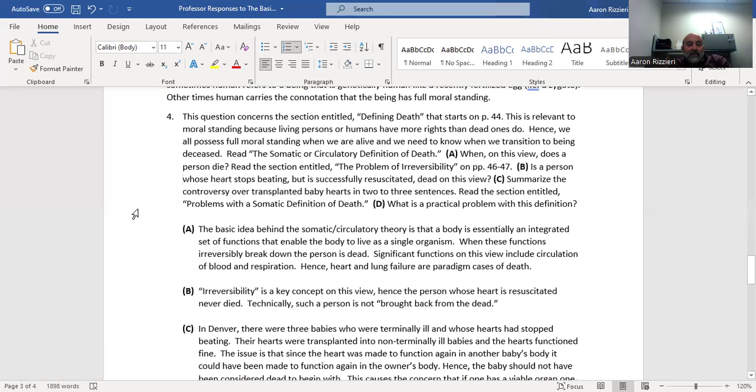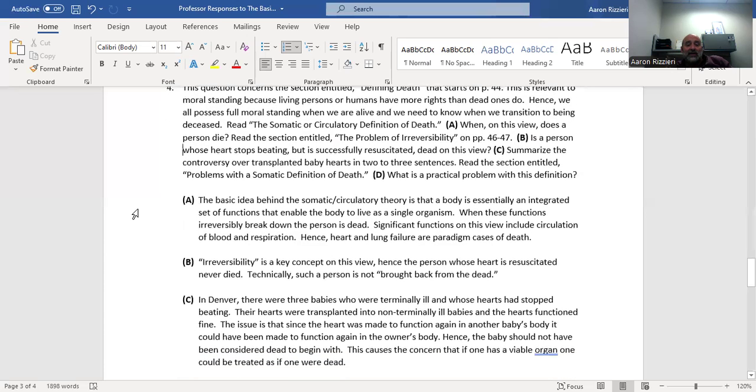Okay. Now we're going to switch to a somewhat more tangible topic, and that's the issue of simply defining when a person dies. So questions 4, 5, and 6 concern this. Question 4 concerns the section entitled Defining Death that starts on page 44. This is relevant to moral standing because living persons or humans have more rights than dead ones do. Hence, we all possess full moral standing when we are alive, and we need to know when we transition to being deceased. So read the section, the somatic or circulatory definition of death.